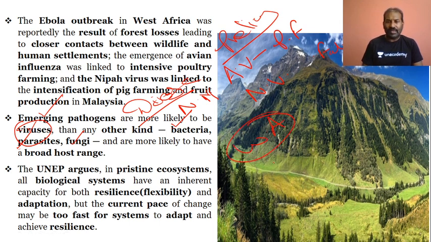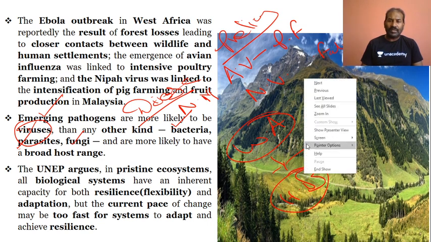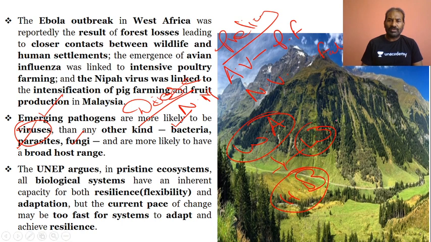They are from the wild animals which are getting into human beings, and the livestock are acting as a bridge between the wild animals and the human beings. And then UNEP, the United Nations Environment Programme, has also considered this pristine ecosystem and all biological systems.